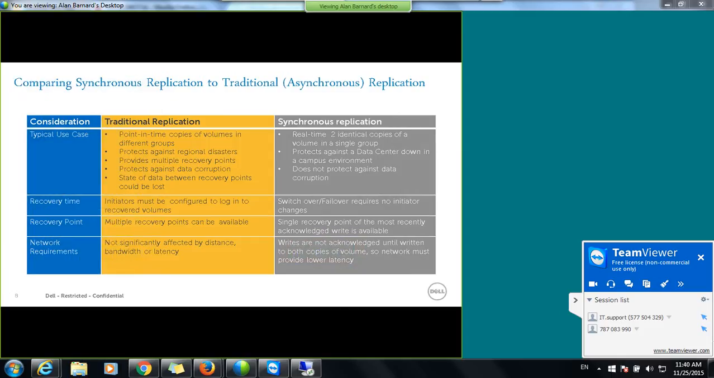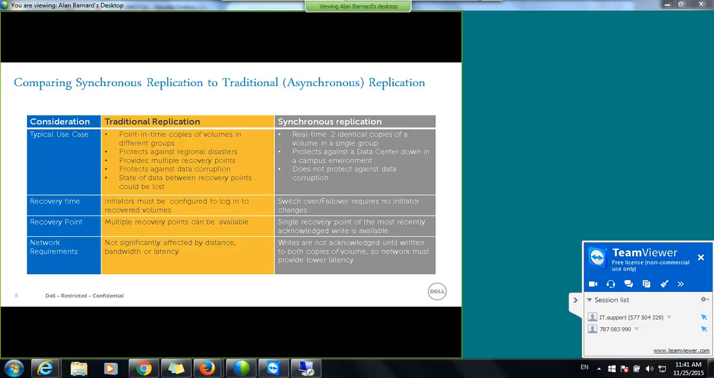Sorry about that, we're just going back. So you cannot have regional disaster protection if you use synchronous replication, because usually a regional disaster is a long distance, right? So latency normally is high when you use traditional replication. Traditional replication provides multiple recovery points because of multiple point in time copies. Okay. This one does protect against data corruption, but synchronous replication doesn't protect against data corruption.